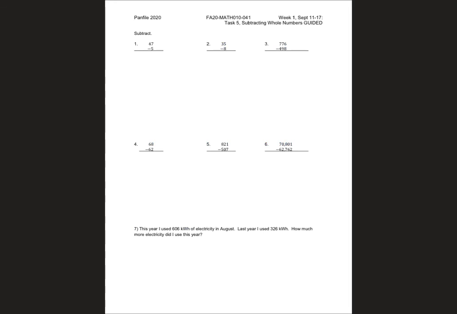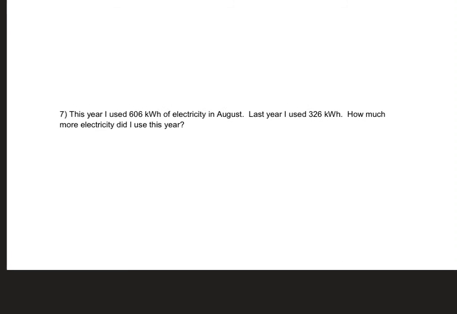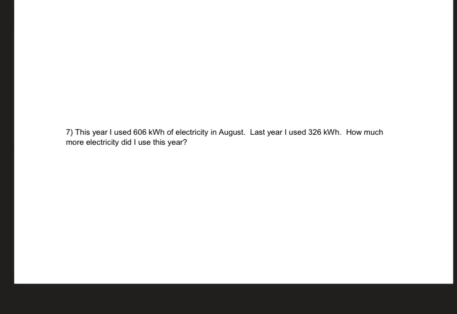Let's look at the word problem. And by that, I mean the problem with words. This year, I used 606 kilowatts of electricity in August. Last year, I used 326 kilowatts. How much more electricity did I use this year? So in order to find out the difference, I'm going to take this year, subtract last year.